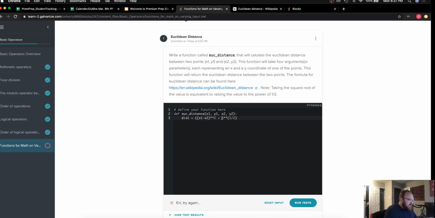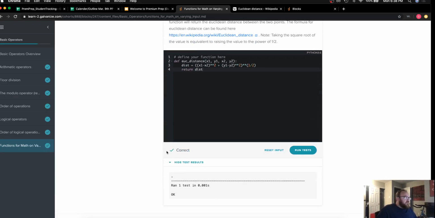And then the second thing we needed to do was the same thing with the two y variables, y1 minus y2, quantity squared. I do have these parentheses here, so I will do my addition first and come to the conclusion on what's inside of these parentheses. And then when I'm all done, I'll take the square root of everything. And lastly, I just want to go ahead and return that distance. If I go ahead and run my test here, I do get a correct solution.